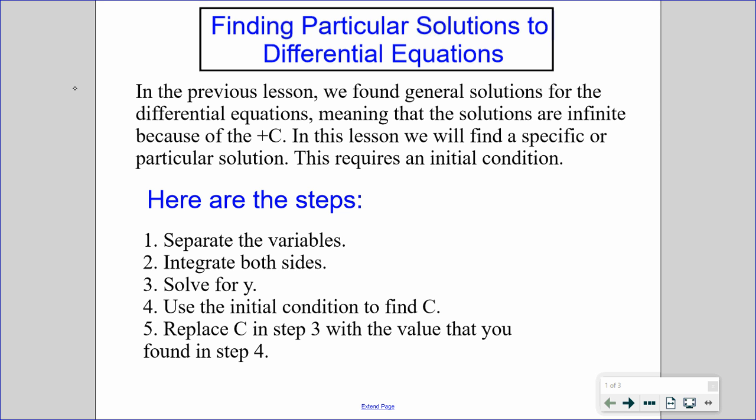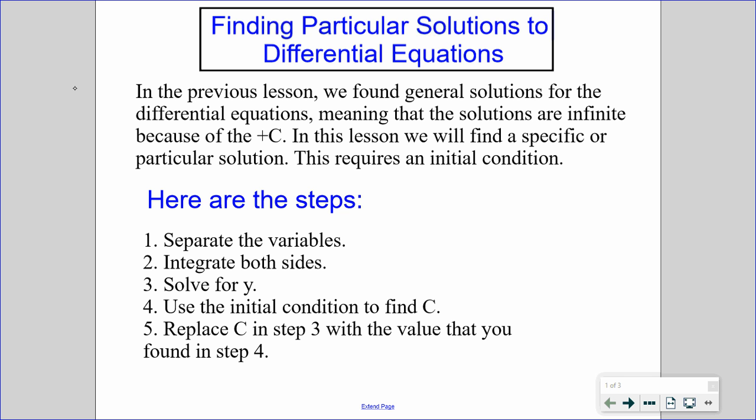In this video, I'm going to show you how to find the particular solution to a differential equation. In our previous lesson, we found general solutions for differential equations, meaning that the solutions are infinite because of the plus c. Since we were not able to solve for c and the values of c are infinite, it means that the solutions to that differential equation are also infinite. Again, that's what we call the general solution.